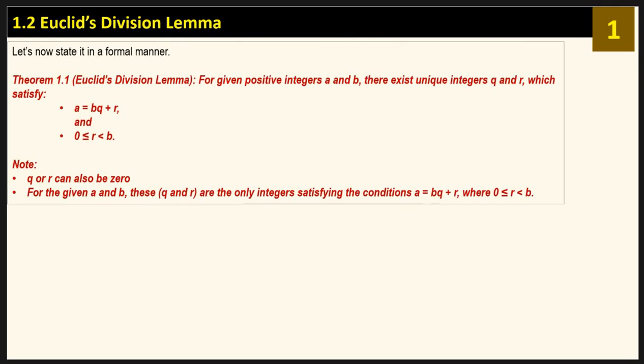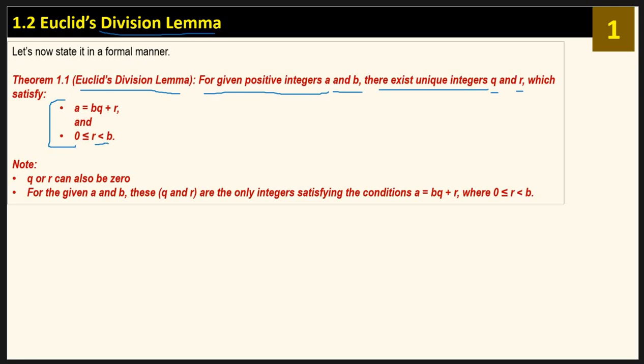Now let's state this Euclid's division lemma in a more formal manner in the form of Theorem 1.1 of the textbook, which states that for given positive integers a and b, there exist unique integers q and r which satisfy these two conditions: a is equal to b times q plus r, the remainder, and r is between 0 and b, and r can be 0, that is, 0 is less than or equal to r and r is less than b.